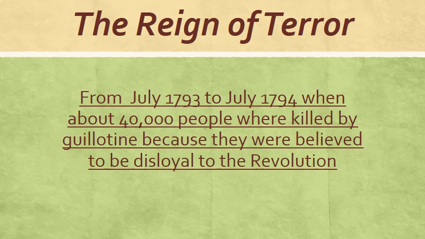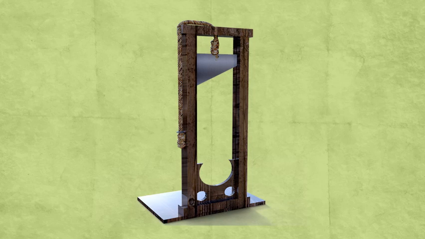So all the suspicion is going around, all these things are happening, and it's this whole year from July 1793 to 1794 when about 40,000 French people were killed because things were suspicious. They were believed to be disloyal to the revolution, so they start taking them to the guillotine and chopping heads. So just like the king, many people died because there was a lot of suspicion. There was a lot of chaos.